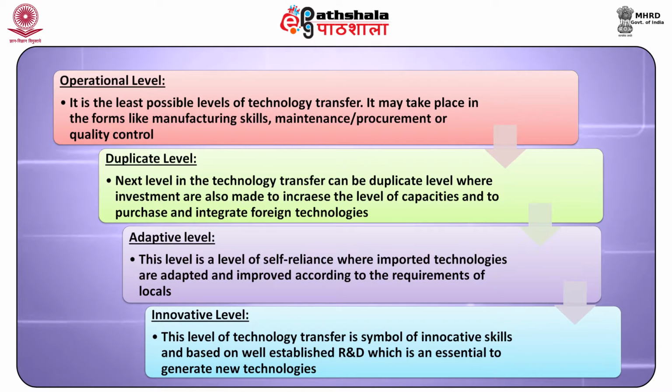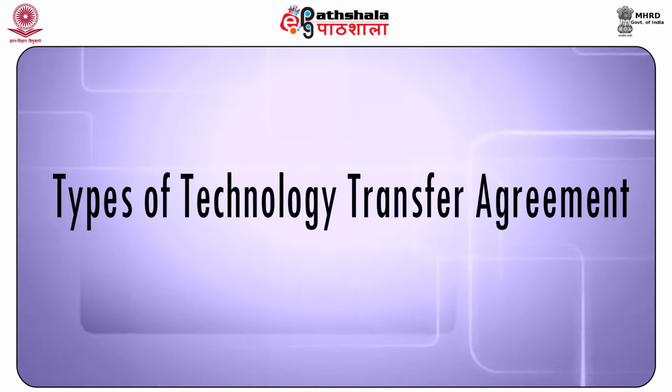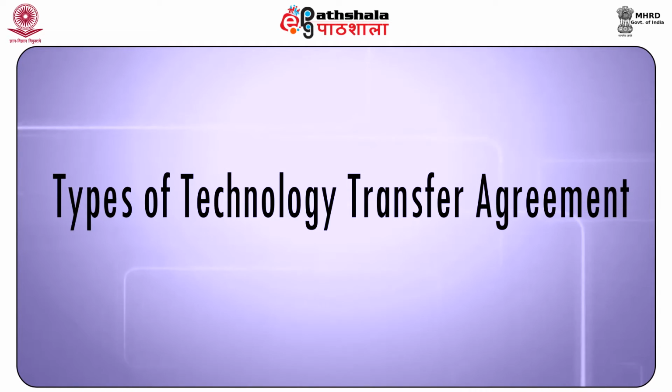Next, adaptive level. This level is a level of self-reliance where imported technologies are adapted and improved according to the requirements of locals. And the last is innovative level. This level of technology transfer is a symbol of innovative skills and is based on well-established R&D, which is essential to generate new technologies. Next is types of technology transfer agreement.